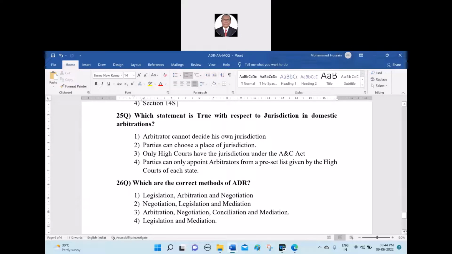26th question. Which is the correct method of ADR? Means the sequence I am speaking. Sequence: legislation, number 1, arbitration and negotiation. Number 2 option, negotiation, legislation and mediation. Number 3 option, arbitration, negotiation, conciliation and mediation. Number 4 option, legislation and mediation. What is the appropriate, right and correct sequence?